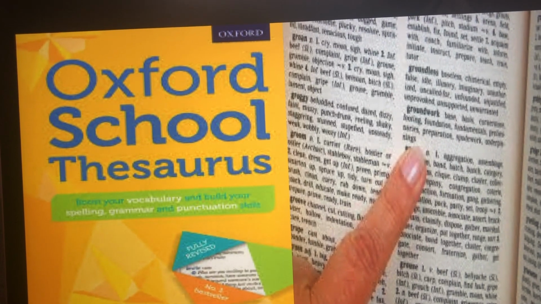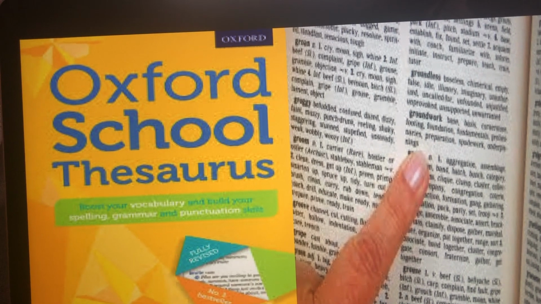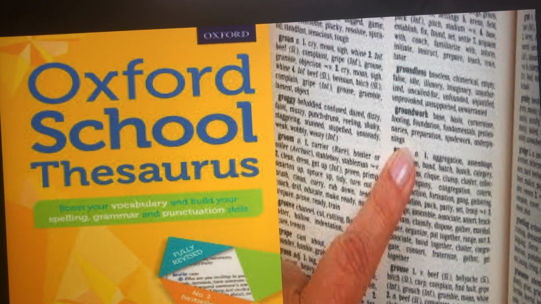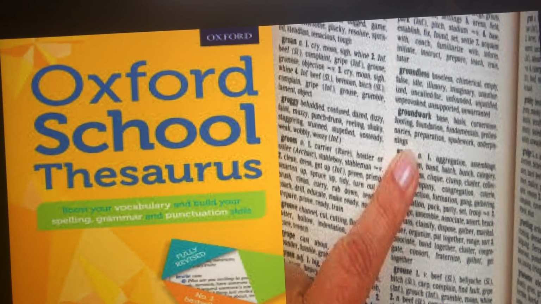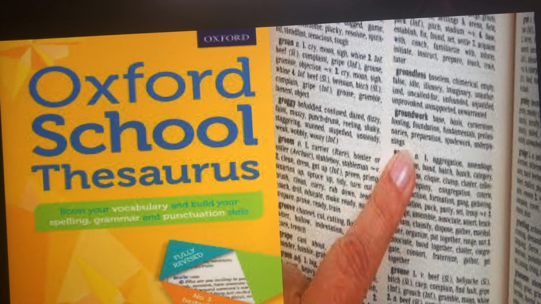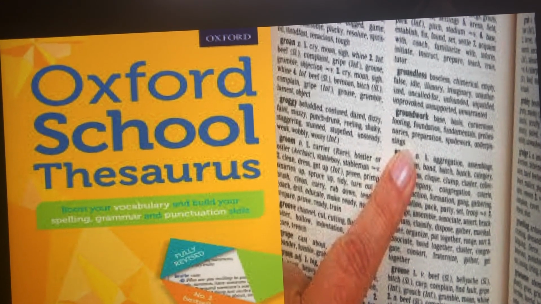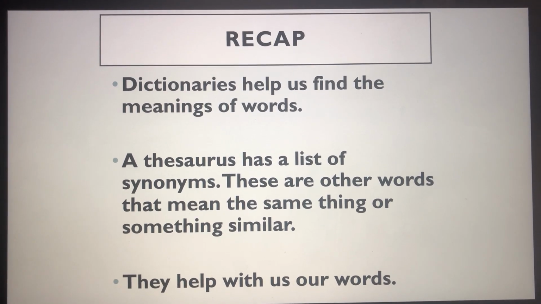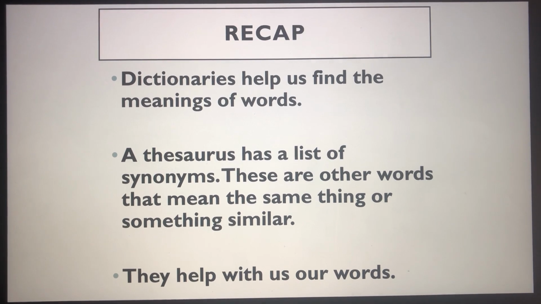A thesaurus is how we find different words which mean the same thing. It might also show you words which mean something similar. One of these words might be a better way of saying what you want to say, and you could use that instead. Let's recap. Dictionaries and thesauruses help us with our words.